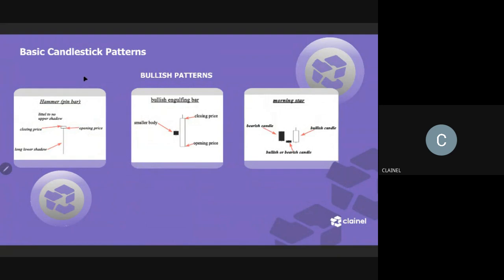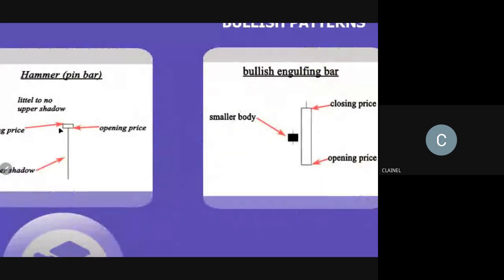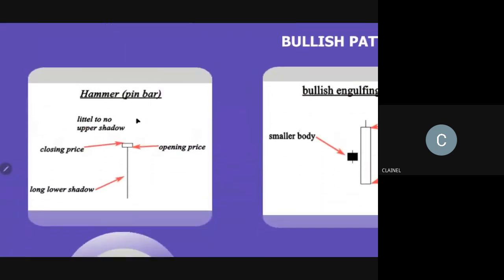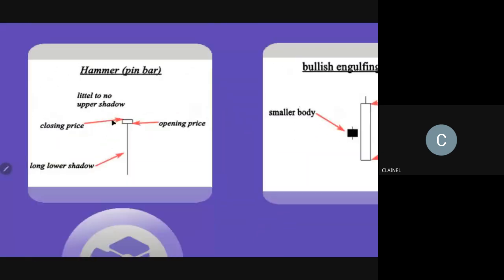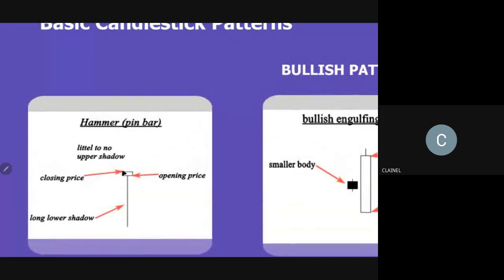Okay, so basic candlestick patterns. Another edge you need to have while trading. We have the hammer or the pin bar. Here, let me zoom properly. Here you can see this. This is the hammer candlestick.